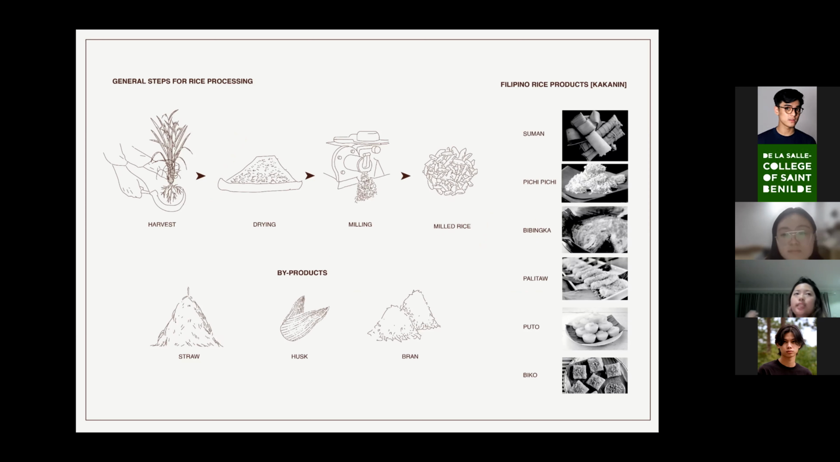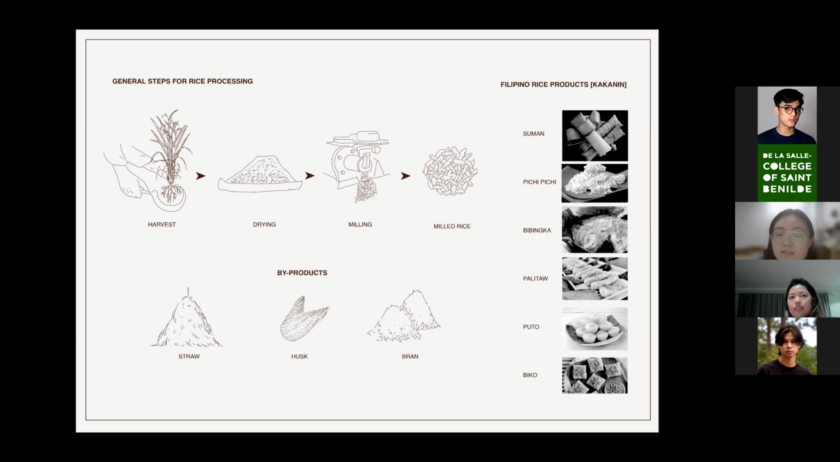So the general steps for rice processing first start from harvesting, then drying, and then milling, which results in the milled rice, which could then be processed into various Filipino rice products or kakanin. Examples of these are suman, pichi-pichi, bibingka, palitaw, puto, and biko. While the byproducts of the rice would be the husk, the straw, and the bran.